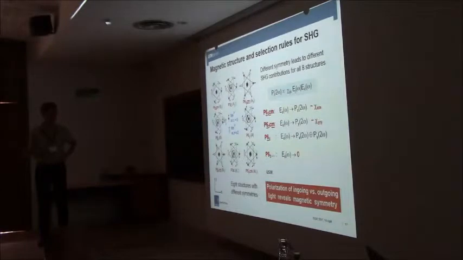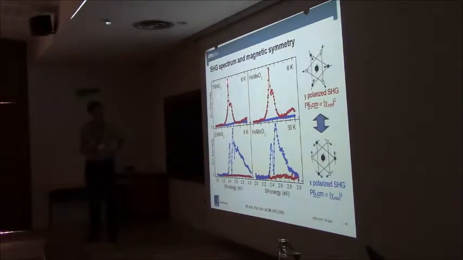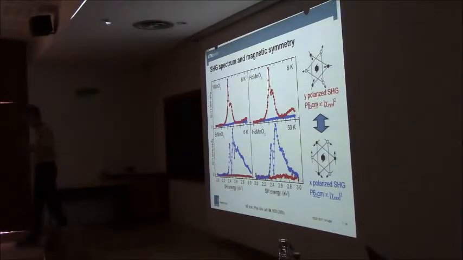So let's have a look. Here there are four compounds, or 3 rather. Yttrium manganite has Y-polarized ingoing, Y-polarized second harmonic, and none in the X component. So this is the spin structure. There's no degree of freedom. Symmetry is there or it's not.